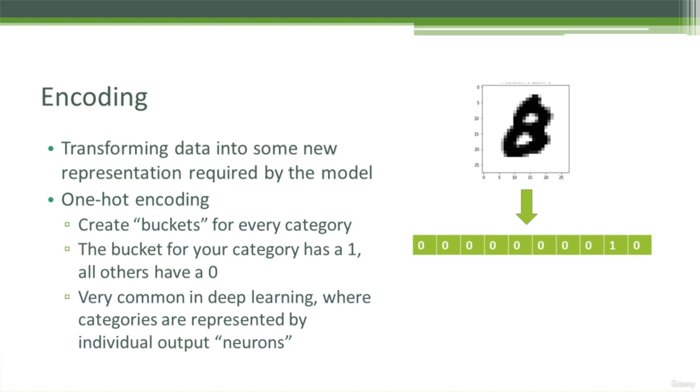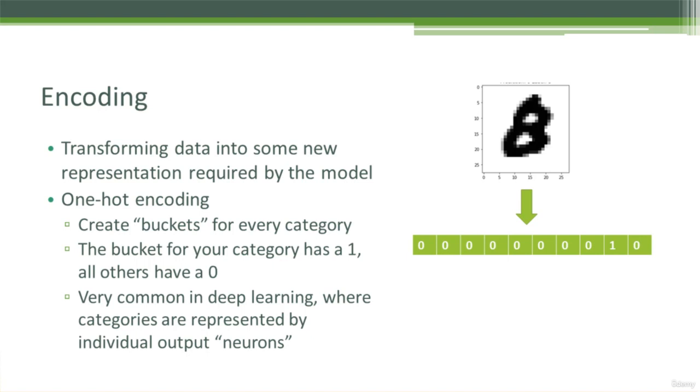The idea is that I create a bucket for every category that I have. Basically I have a 1 that represents that category exists and a 0 that represents that it's not that category. Let's look at this picture as an example. Let's say that I'm building a deep learning model that tries to do handwriting recognition on people drawing the numbers 0 through 9. This is a very common example that we'll look at more later.